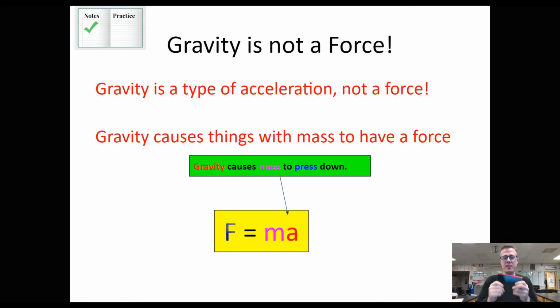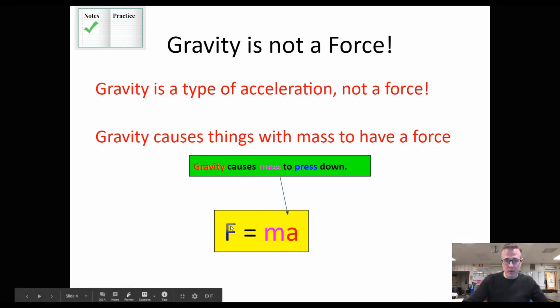So if you were to take this same object that has mass and remove gravity, make gravity 0, now all of a sudden it won't have a force. So imagine going way out into the deep parts of space and you brought my phone with you and you just tried to set it on your hand, you would not feel it pressing down on your hand because there's no more acceleration of gravity. And if there's no gravity, there's no force.